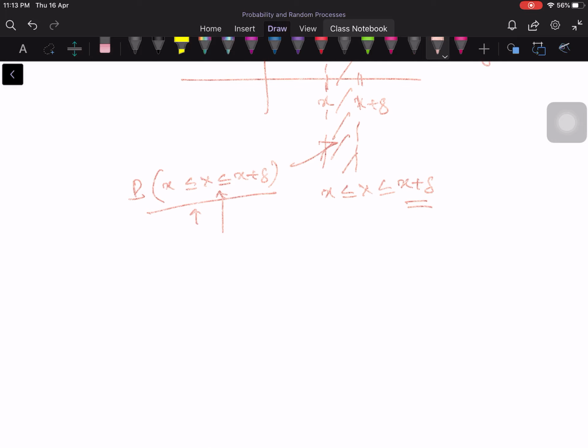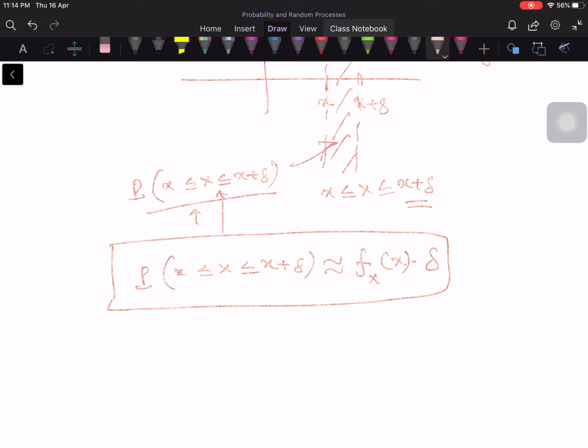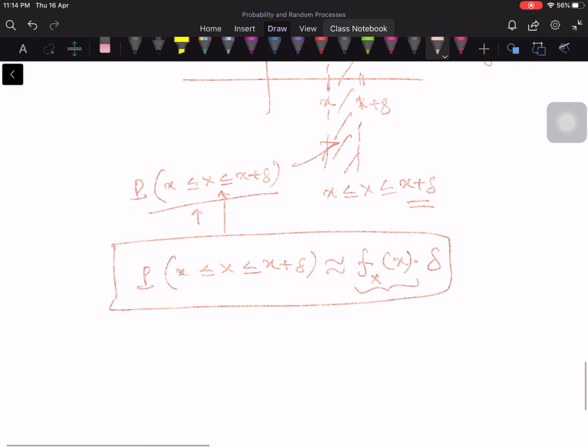Therefore the probability of x less than or equal to capital X less than or equal to x plus delta is approximately equal to the single random variable density function fx of x times delta. So this we already proved when we discussed a single random variable. And there is another name for this, and this is called a marginal density function. Later on we will see how we can get the marginal density function from the joint density function.